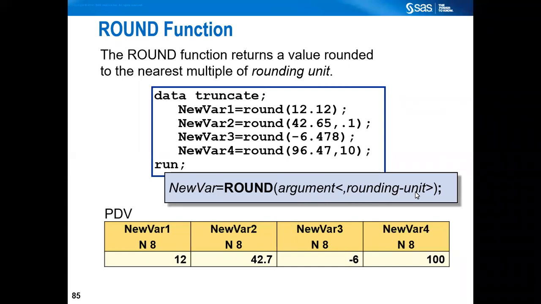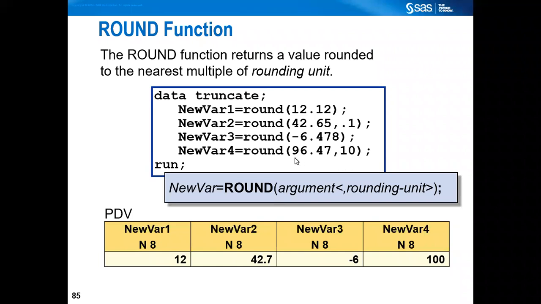And look at your syntax: argument, comma, rounding unit. Now we are giving the rounding unit in this example. 42.65 is the value, and the rounding unit you are giving is 0.1. That means this value gets rounded to its nearest 0.1 value, which is 42.7. Now look at this: it is simply rounding off minus 6.478. It will round off to minus 6.